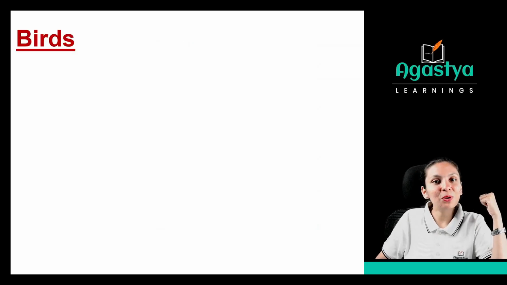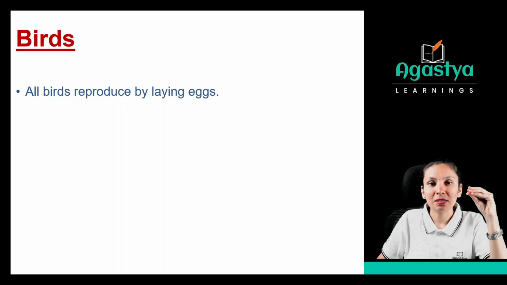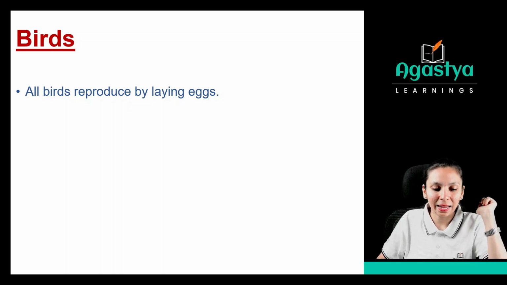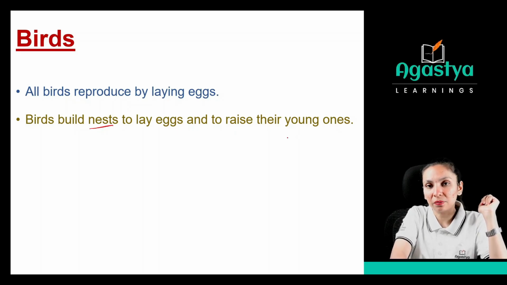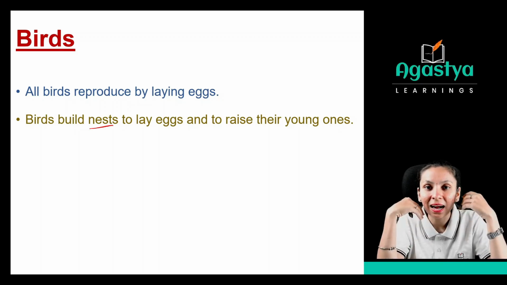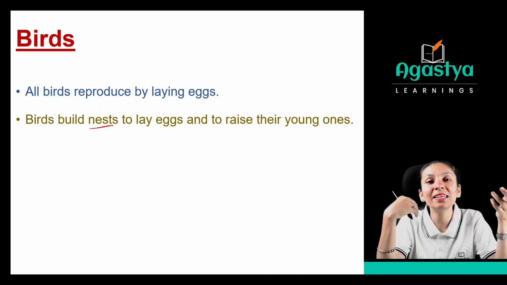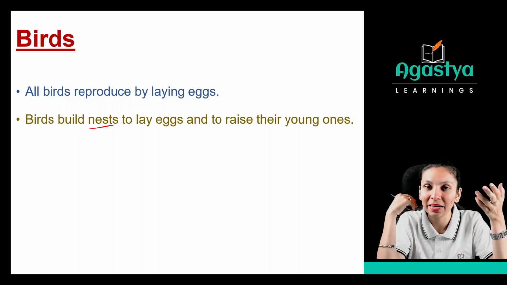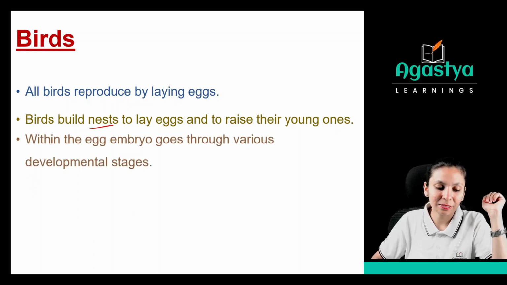So now we are going to learn about the birds. All birds reproduce by laying eggs. Yes, all birds will lay eggs. These birds will build nests to lay eggs as well as to raise their young ones, because a nest is a protection layer. As we live in our house, birds live in the nest, right? So they will lay eggs and raise their children, right? Because these eggs are their children. These eggs will be raised by the birds in the nest.